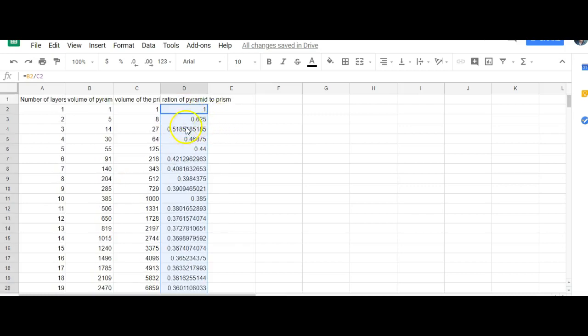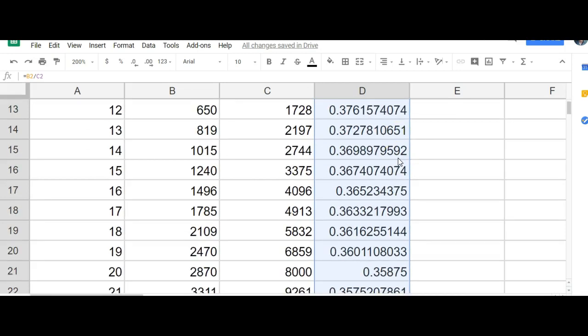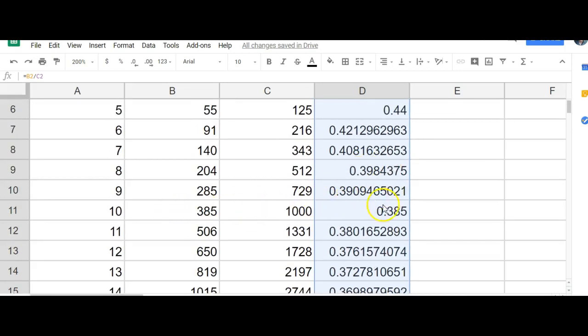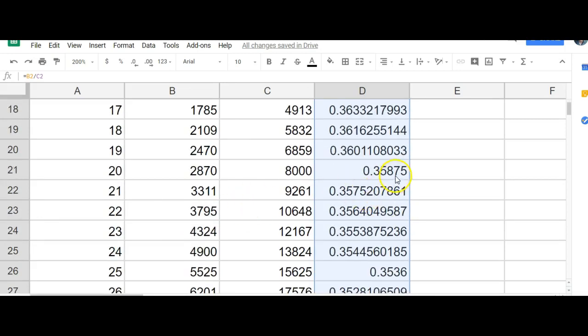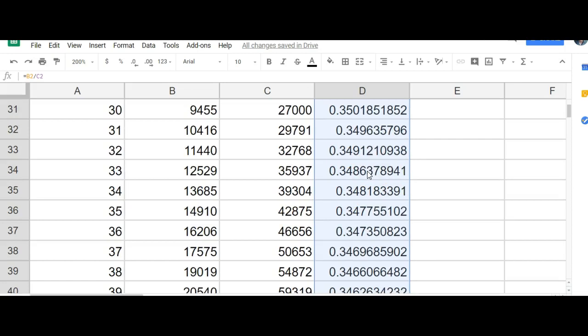I don't know if you can see this, so I'm going to try to zoom this in some more. But you see here you have 1, and then it goes to 0.625, right? But then pretty soon, it doesn't take long. We're only at 10, and we're already at 0.385. By the time we get to 20, we're down to 0.35. At 30, we're still 0.35. So it hasn't even changed that much, you know. Less than a hundredth of a percent, right?